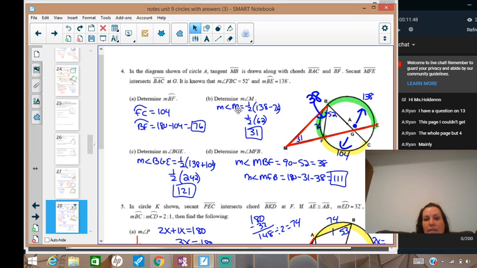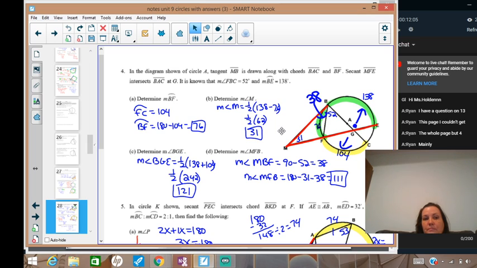Angle M is outside the circle, so it's 1/2 the difference of the arcs. The arcs are this arc right here, which is 138, and this arc right here, which is 76. It's always 1/2 the difference of the arcs that are between those two, the secant and the tangent in this case.